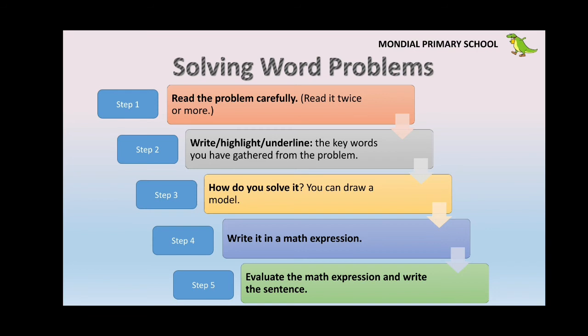Well, this is the summary of this lesson. Remember, we have a 5-step problem solving method that you can use to solve the math problems. First, read the problem carefully. You may read it twice or more for a better understanding. The second step, write or highlight or underline the keywords you have gathered from the problem. The third, draw a model. You can skip this step if you can solve the problem without drawing a model. But if I ask you to draw a model, you have to draw the model. Next, write it in the math expressions. The last, evaluate the math expression and remember to write the sentence.